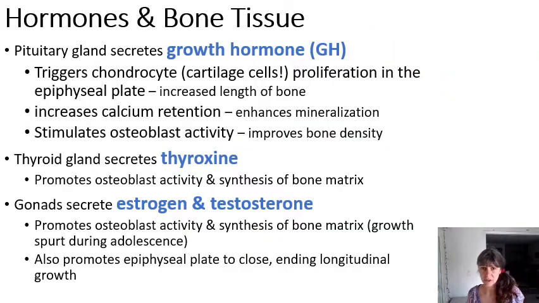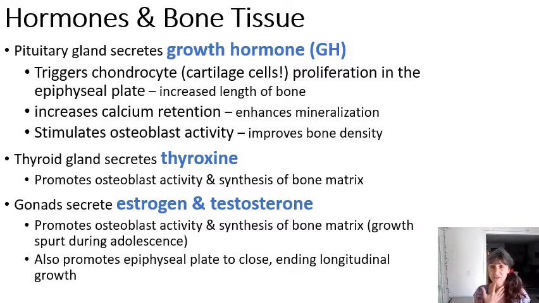Hormones play a critical role in bone tissue. Growth hormone is produced and secreted by the pituitary gland. And one of the roles it has is to trigger the proliferation of chondrocytes at the epiphyseal plate, which will increase the length of the bone. Growth hormone also helps calcium retention, which will enhance mineralization in the bone, and stimulates the activity of osteoblasts, which are going to lay down osteoid matrix, improving the density of bone.